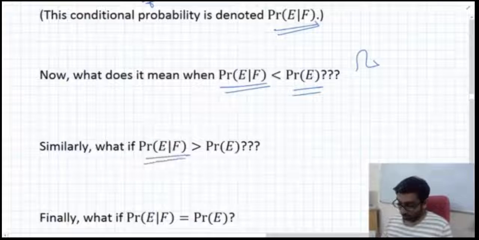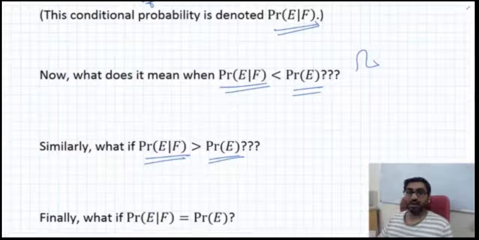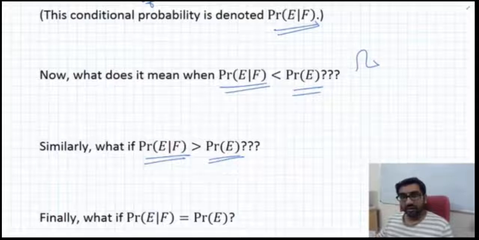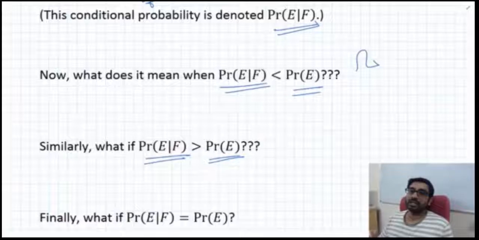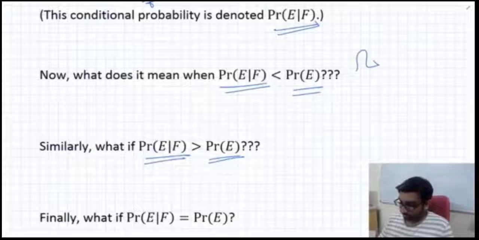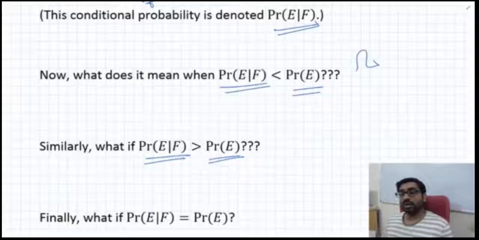Similarly, when the probability of E given F is greater than the probability of E, then under this conditioning on F, the probability of the event E has increased. In either of these cases, under the condition that F has occurred, the probability of event E has changed, and this is correlating with the intuition that we already have. So knowing something about the event F has a bearing on the event E, and so E and F cannot be independent of each other.